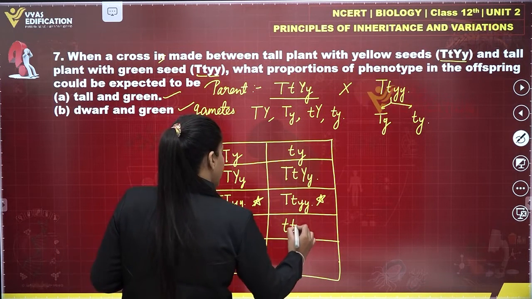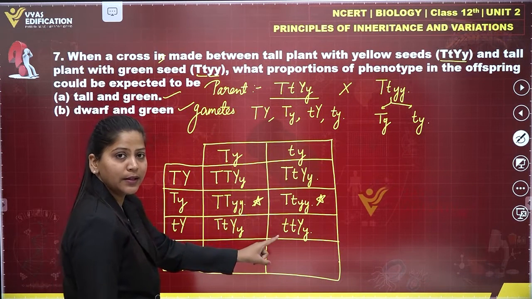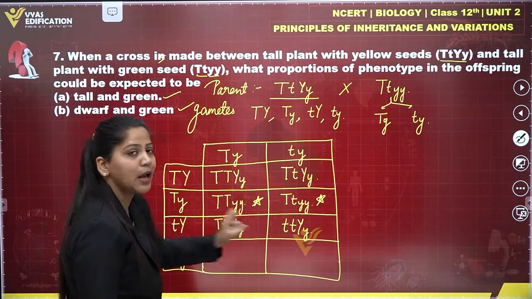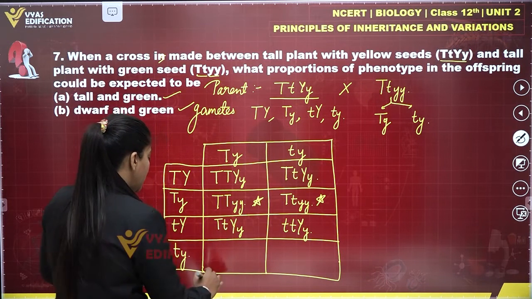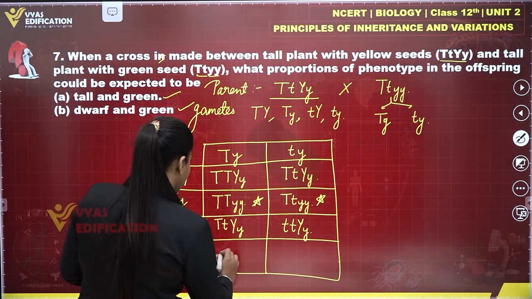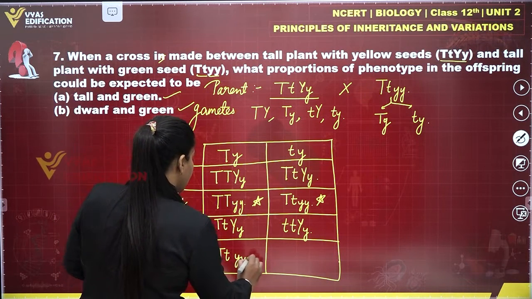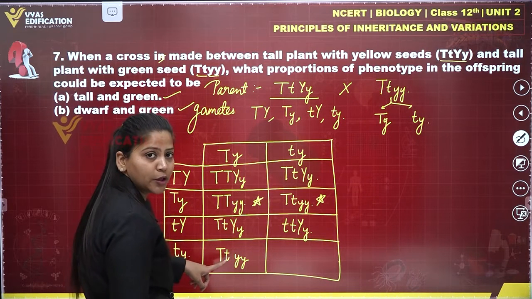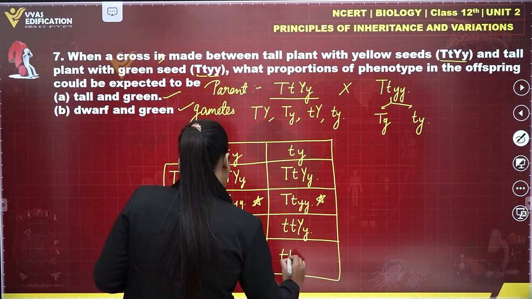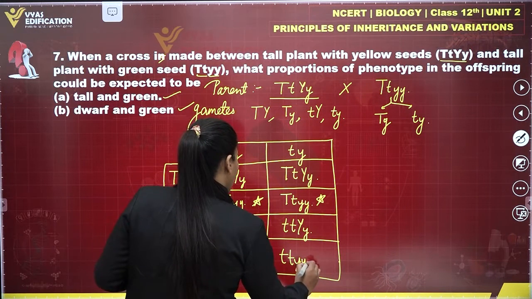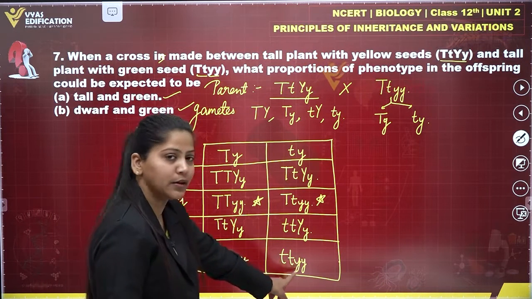Then small t, small t, capital Y, small y. This is a dwarf plant with yellow seed. Then the next result is capital T, small t, small y, small y. This is a tall plant with green seed. Then small t, small t, small y, small y, a dwarf plant with green seeds.